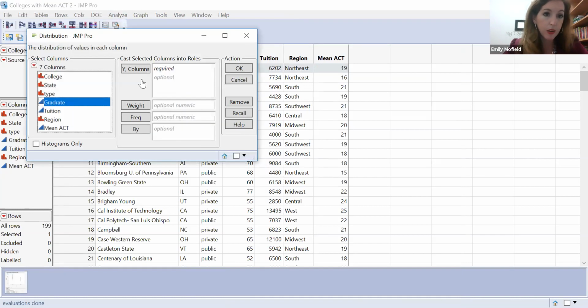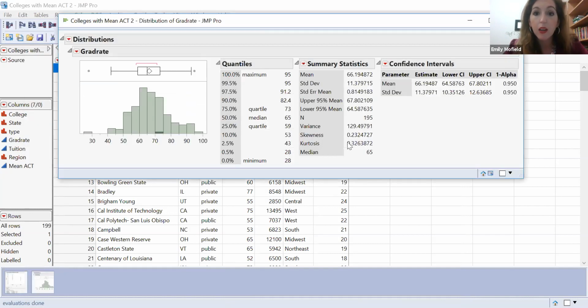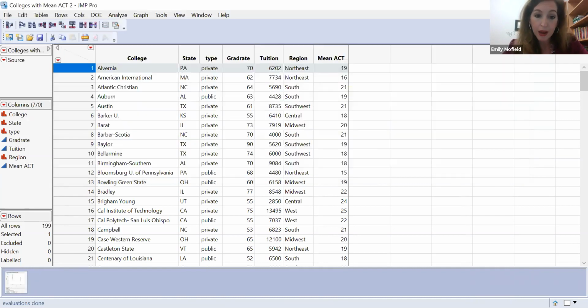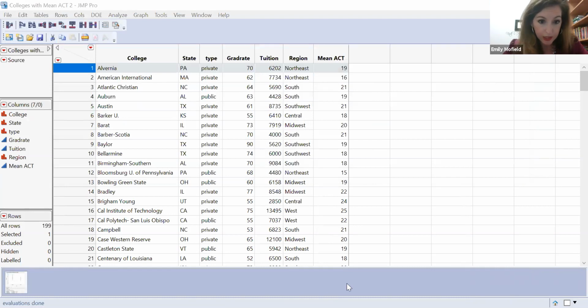I'm just going to look overall at grad rate. How many? I've got 195 that I'm dealing with here. Okay, that still means that I should have an alpha of a 0.05. If I had more than 250 here, I would probably set my alpha at a 0.01. But let me go back to what we were looking at.